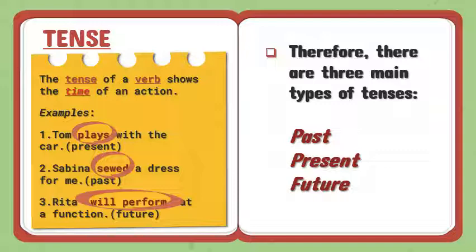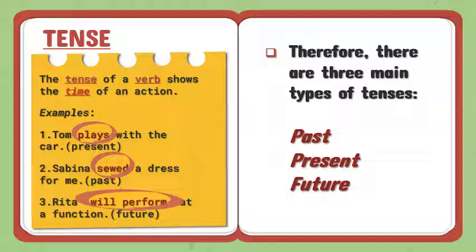Tom plays with the car. The verb plays tells us about the action that is taking place in the present tense. Sabina sewed a dress for me. The verb sewed denotes past tense. Rita will perform at a function. Will perform tells us about the future tense.